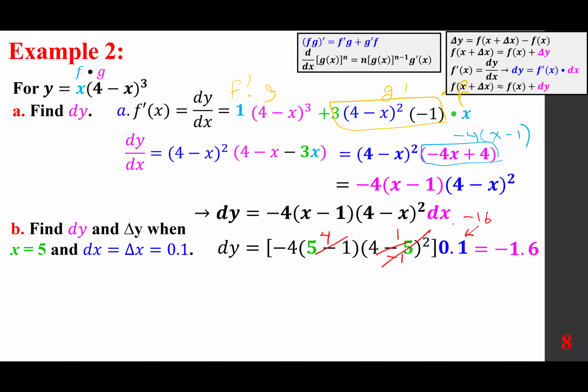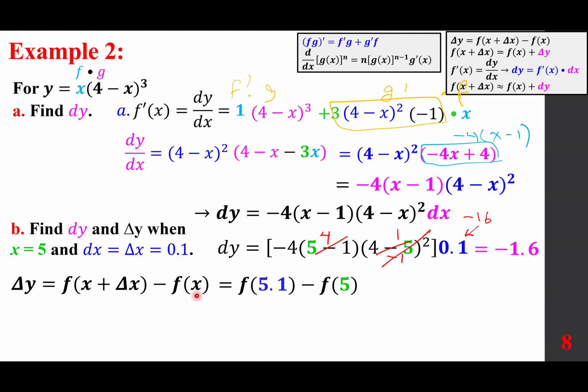To find delta y is f of x plus delta x minus f of x, meaning it's f of 5 and 0.1. Add them up, 5.1 minus f of 5. Meaning, into this, we're going to put 5.1. So 5.1 times 4 minus 5.1 cubed minus, now plug in 5 times 4 minus 5 quantity cubed. Now, as you can see, this is easy to calculate. You get simply -1, and to the power of 3 is also -1. -5 times -1. But this one, 4 minus 5.1 is -1.1 cubed.